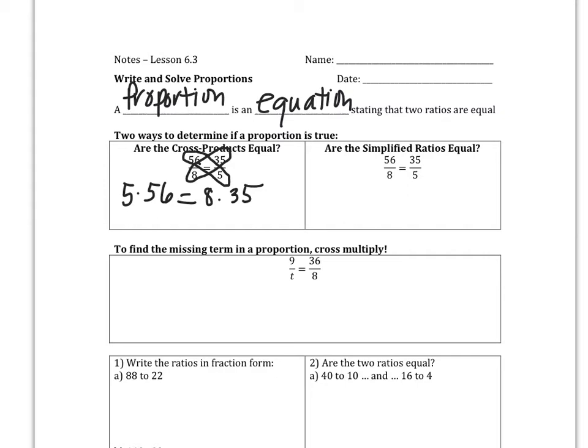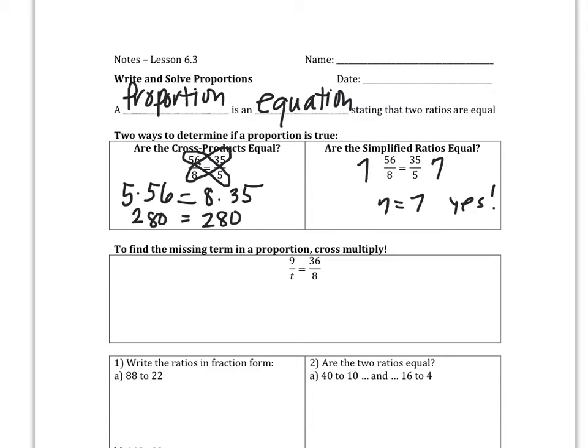So 5 times 56 is 280, and 8 times 35 is 280. So they're equal, so that is a proportion. That's one way to determine it, cross products. The other is to simplify the ratio. So 56 divided by 8 is 7, 35 divided by 5 is 7. 7 equals 7. So yes, this is a proportion.